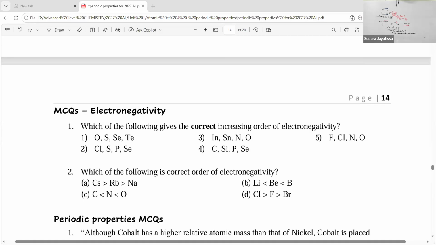On page 14, you have two questions about electronegativity. Right now I was telling our students, we have very little to discuss here about electronegativity. The reason is that electronegativity is based on bonds, and you don't know about those yet, not the A-level stuff. So in the bonding lesson, we will take this electronegativity topic again and go into more details.